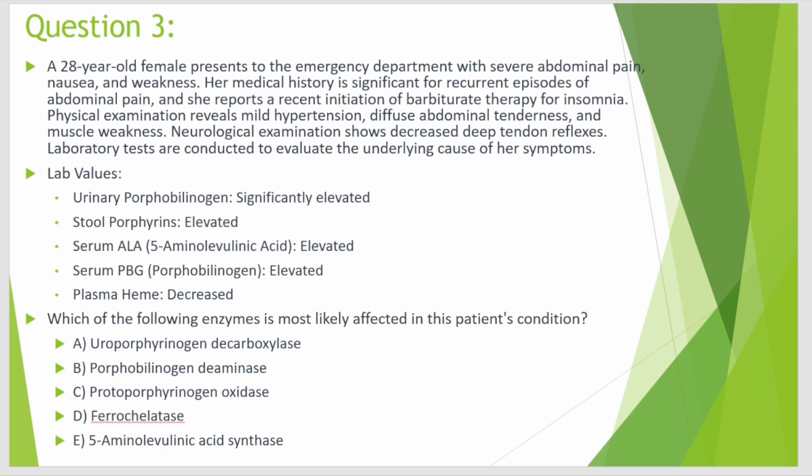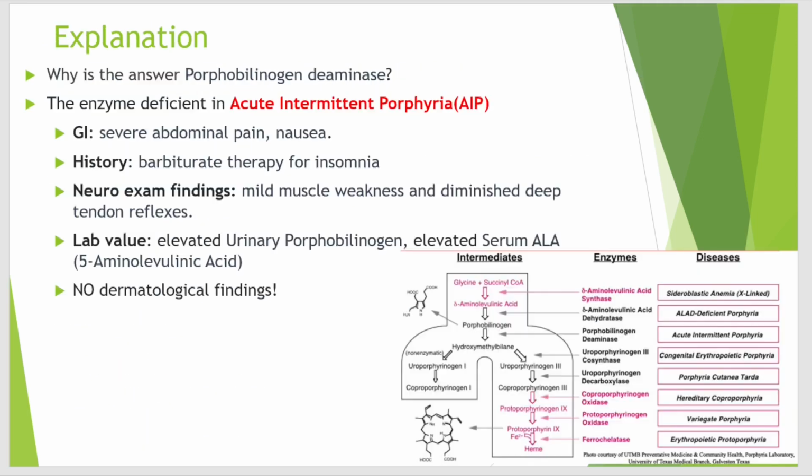Is it AIP? Right? So AIP doesn't have skin findings. It presents a little bit older, significant abdominal pain, and can be exacerbated by barbiturate therapy. So where is the enzyme for AIP? That's right. It is porphobilinogen deaminase.